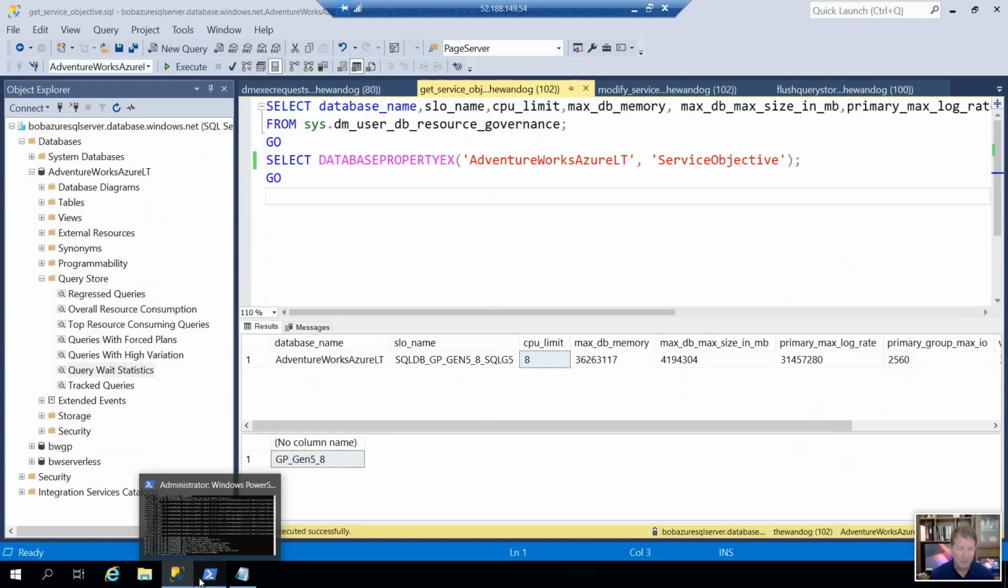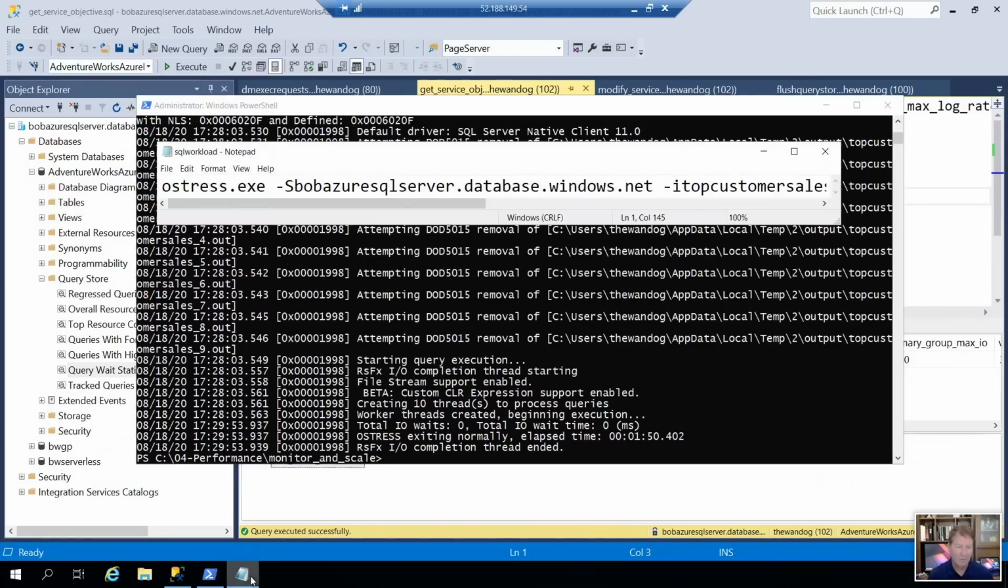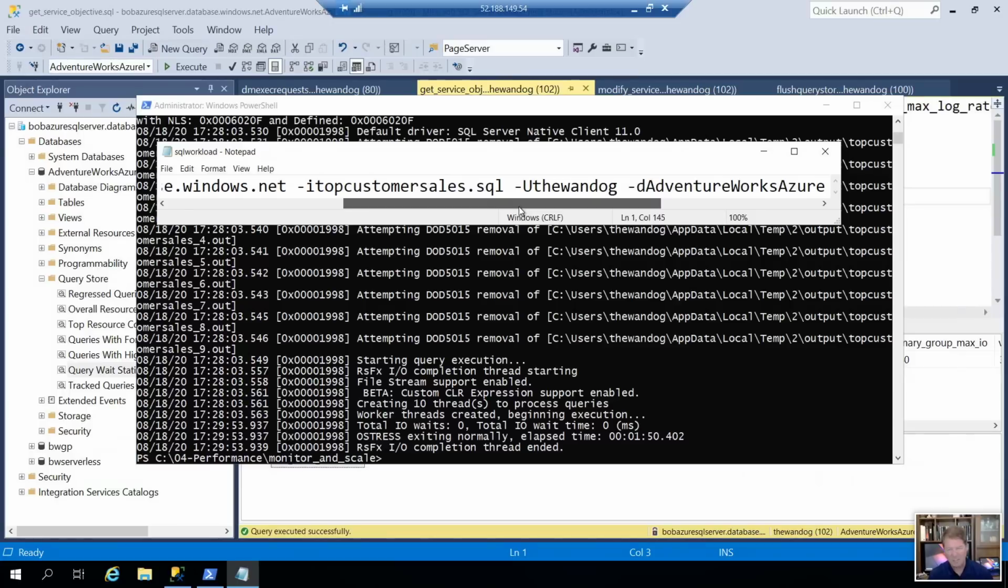So, same workload, and I think I promised you I'd show you what the workload was. This is OStress, a tool free for you to download. I'm connecting to my server and running the query I mentioned already. Remember my workload query. Here's my user, I'm using SQL Auth in this case, here's my database, and these are the two important parameters right here.